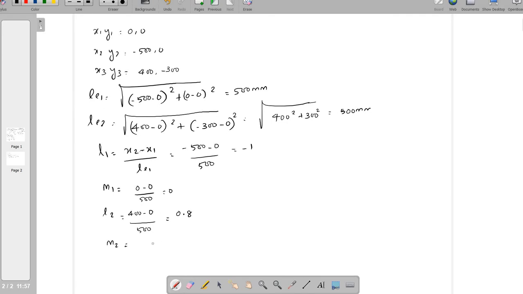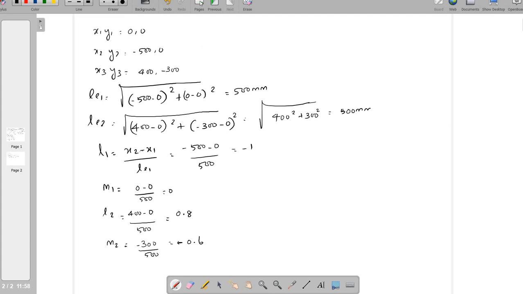M2 is minus 300 by 500 because y3 minus y1, y3 is minus 300, y1 is 0. So minus 300 by 500 is minus 0.6. So we obtained L1, M1, L2, M2. L1 is minus 1, M1 is 0, L2 is plus 0.8, M2 is minus 0.6.